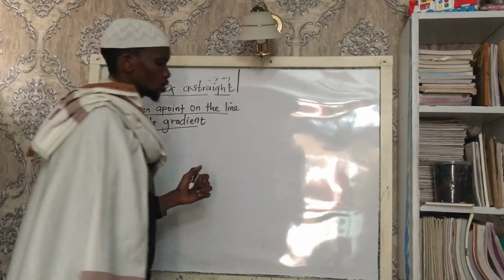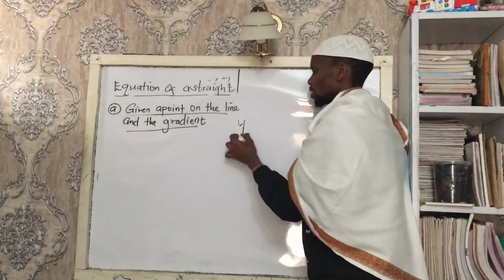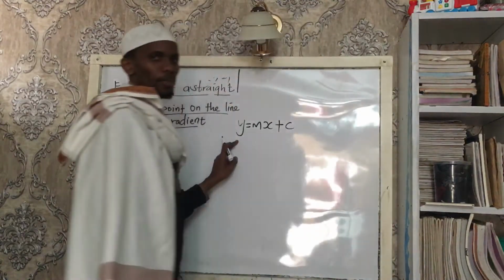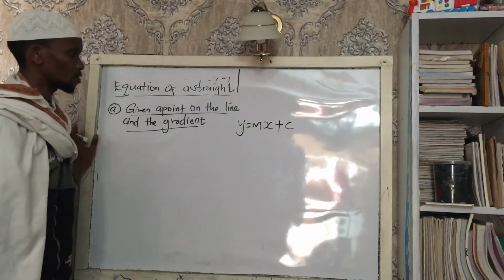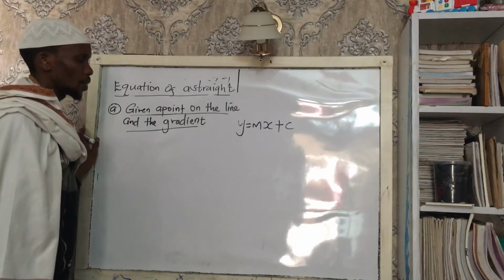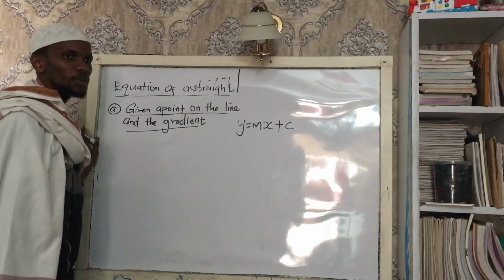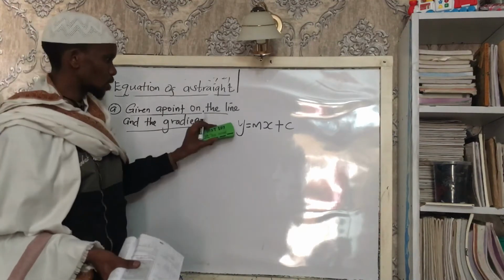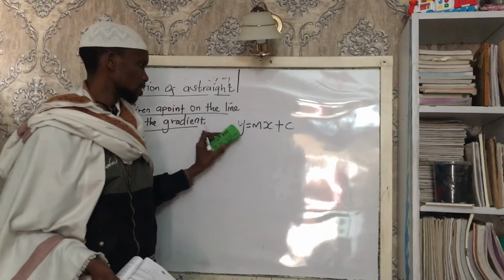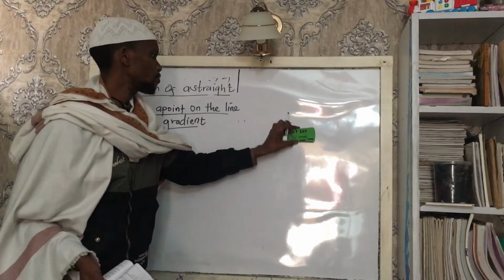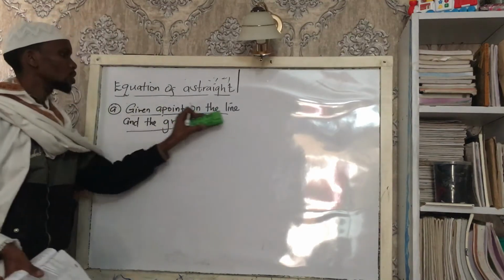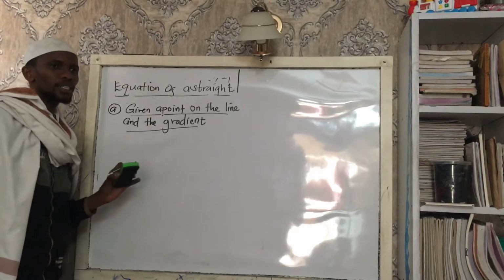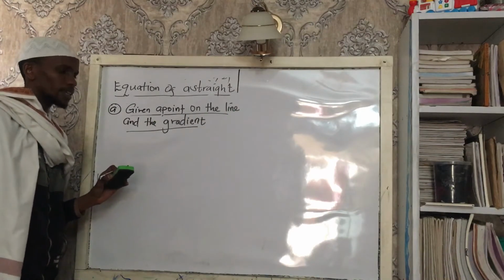And remember, the equation should always be in the form of y is equal to mx plus c. You must get the equation in the form of y equals mx plus c, where m is the gradient of the line. Now, how can we get the equation in the form of y equals mx plus c, where m is the gradient of the line, if you are given a point on the line, any point on the line, and the gradient? Are we together? So we want to see how we get that equation.